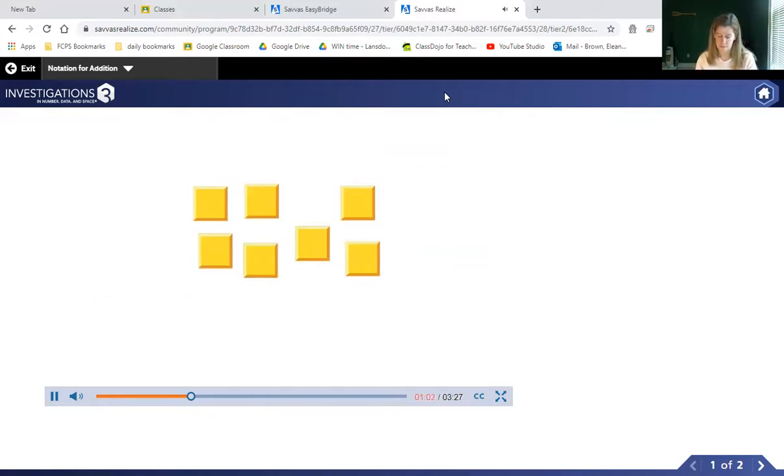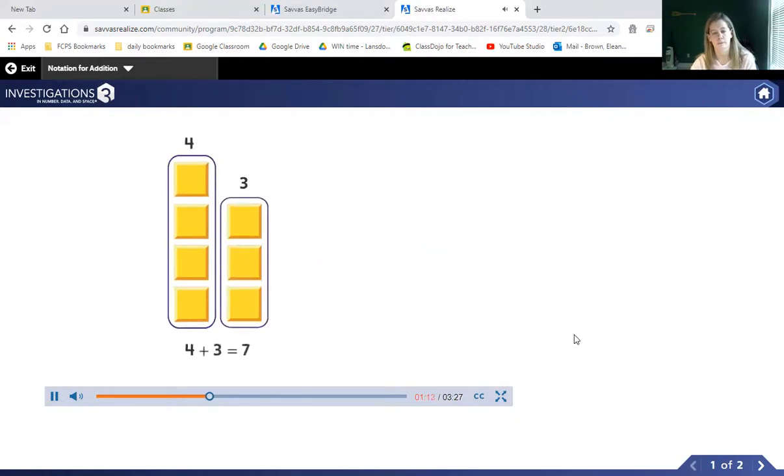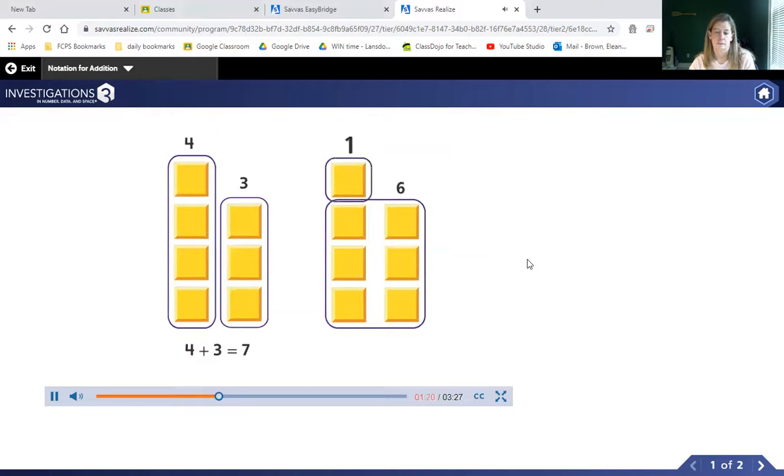I have 7 tiles. I can arrange my 7 tiles like this. I can see a group of 4 and a group of 3. 4 plus 3 equals 7. I can also see my arrangement of 7 tiles as a group of 6 and a group of 1. 7 equals 6 plus 1. How do you see this arrangement?